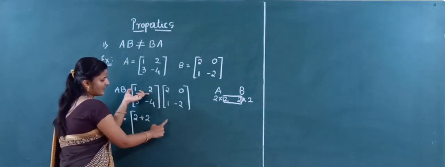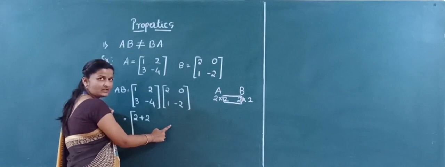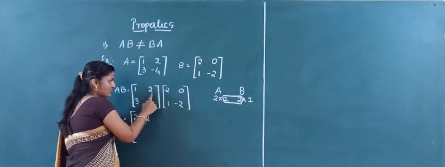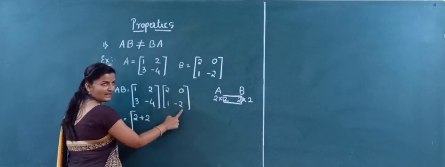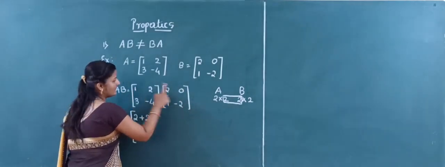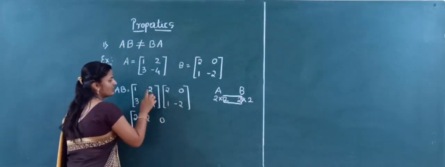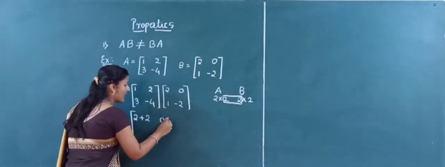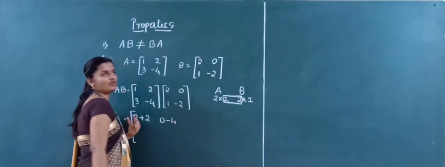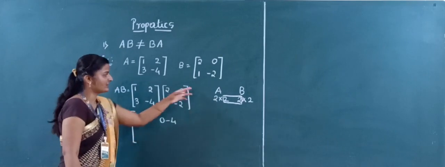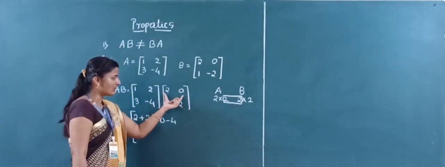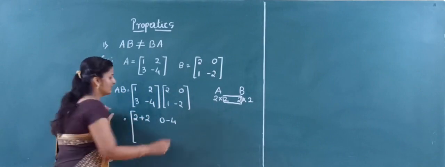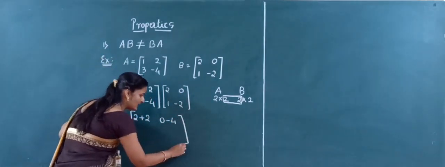Next I want to write the next element. How can we write it? First row, second column. 1 into 0, 0, 2 into minus 2, minus 4. So our first row is completed. If another column were there, I would take first row, third column. But there are only two columns, so two elements are over. So with respect to the first row, we completed our AB.